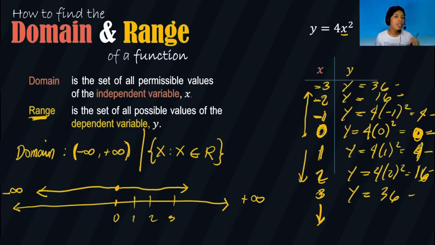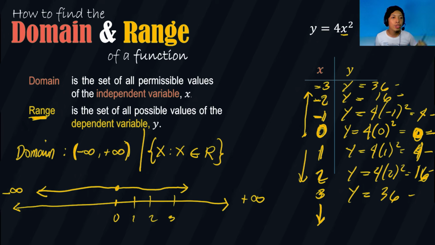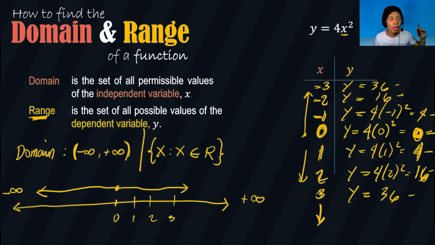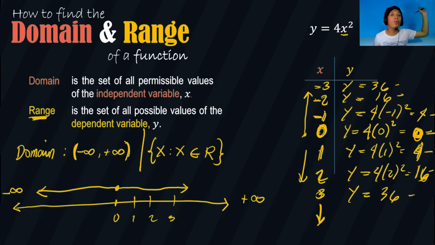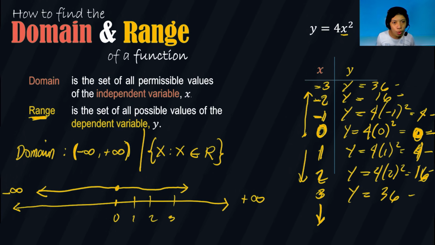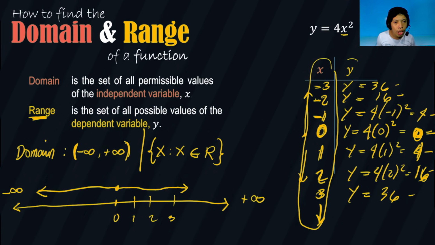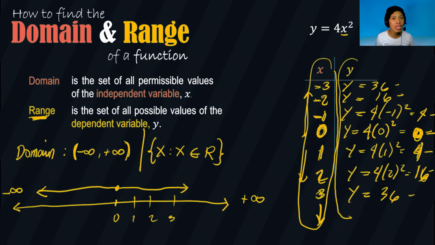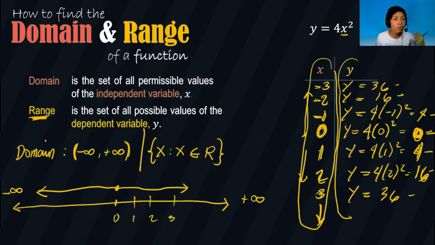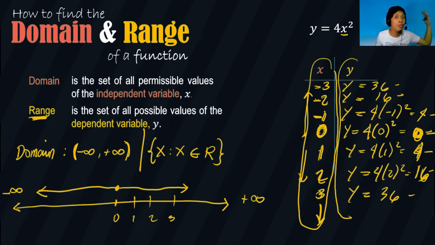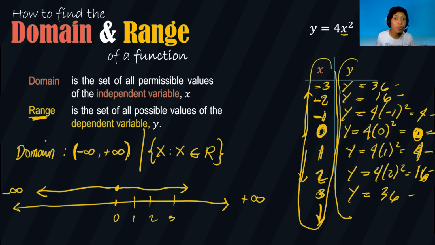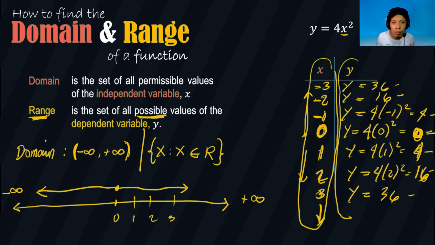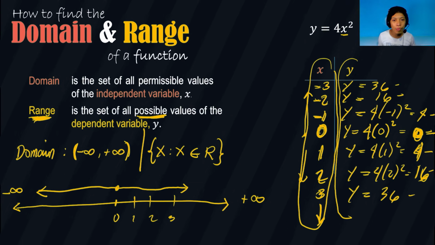That means the only possible values of y start at 0 and go upward. It cannot be a negative value, because for whatever value you put in x, the value of y will not produce a negative integer. So, the possible values of y are only from 0 to positive infinity. It cannot be below 0 for y. That's why the word is possible values. That's the range. Okay? Let me draw it.